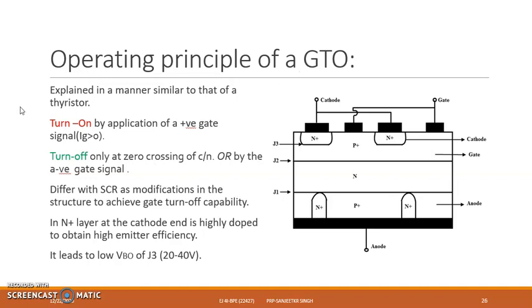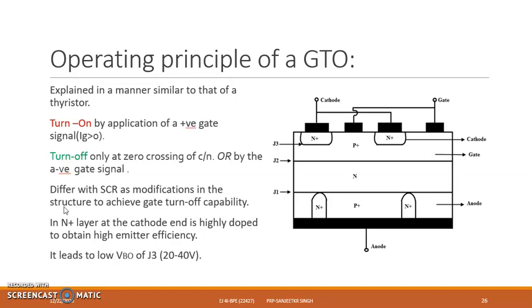The operating principle and working is similar to that of the SCR, the conventional thyristor. The structure we are seeing is similar to that of the SCR, that is a 4-layered PNPN structure from anode to cathode. For turning on, as I said, it can be turned on with the positive gate signal IG, and turning off can be done by either a zero crossing current or by applying a negative gate signal at the same gate that was used for turning on.